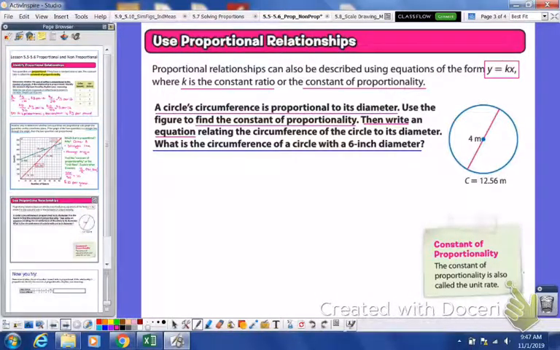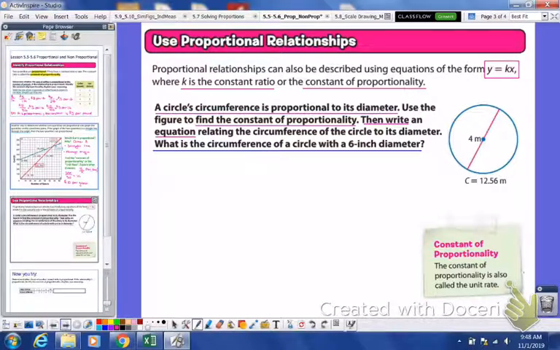Okay, now using proportional relationships. Proportional relationships can also be described using equations of the form y equals kx, where k is the constant ratio or the constant of proportionality. So we've been working on finding that constant of proportionality. Now we're going to take it and make an equation out of it.